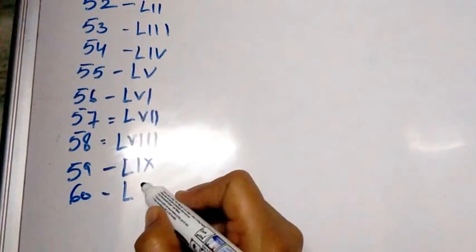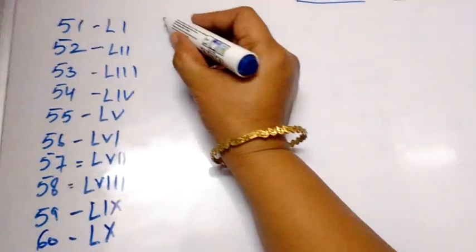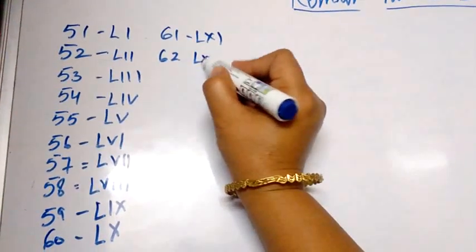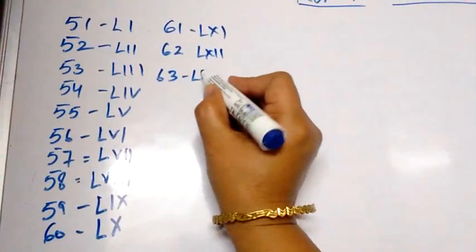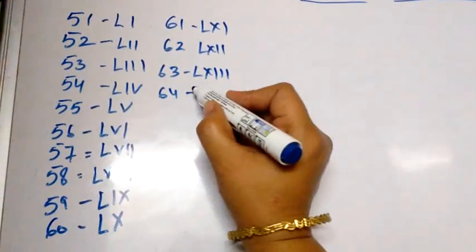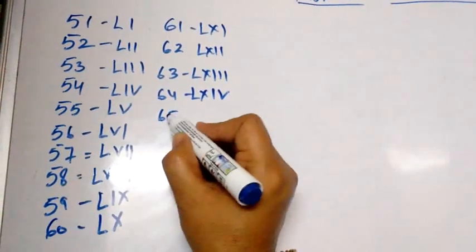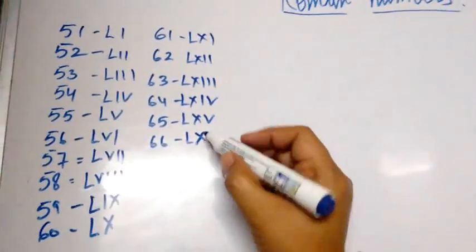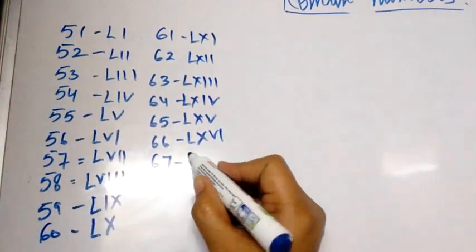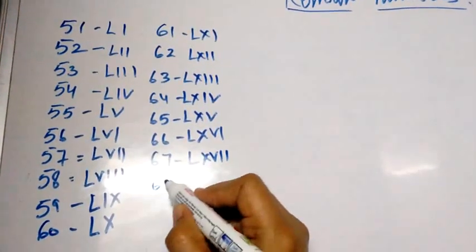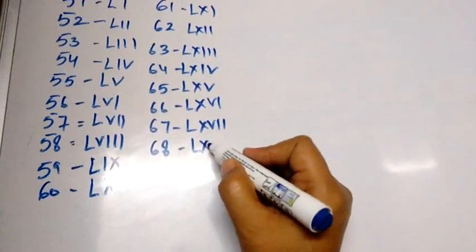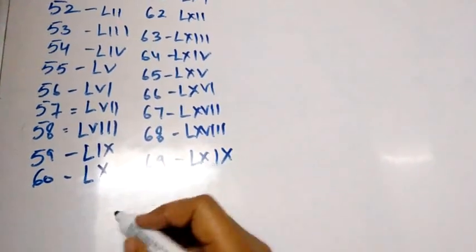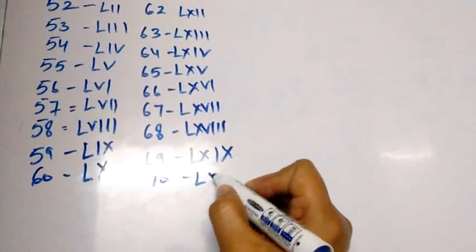60. So L is for 50 and when we write X after it, that means 60. Now 61, LX1, 62, LX2, 63, LX3, 64, LX4, 65, LX5, 66, LX and 6, 67, LX and 7, 68, LX and 8, 69, LX and 9, and 70, that is LX and X.